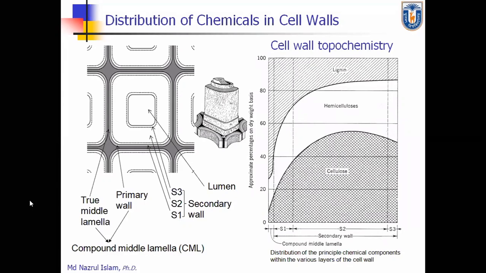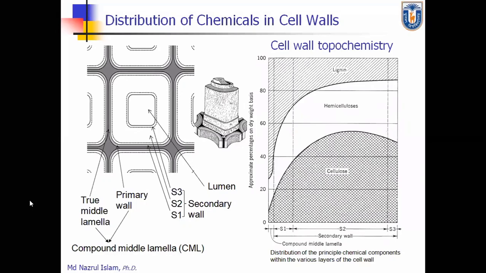Then a smaller, not very small, portion is lignin. But even so, we can say around 90% or more is carbohydrate in the S2 layer. In the S1 layer, around 70% is carbohydrate, and in the S3 layer, around 90% is carbohydrate. So we can say the secondary layer is mostly composed of carbohydrate. And if you look at the compound middle lamella, which includes the primary wall and true middle lamella, you will see that it is mostly lignin.